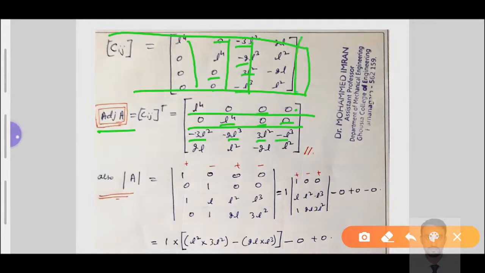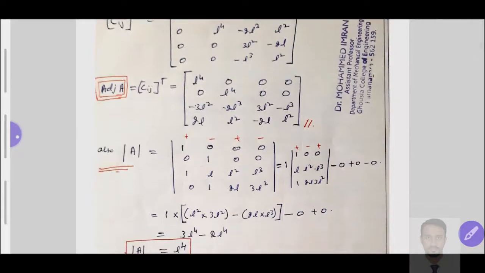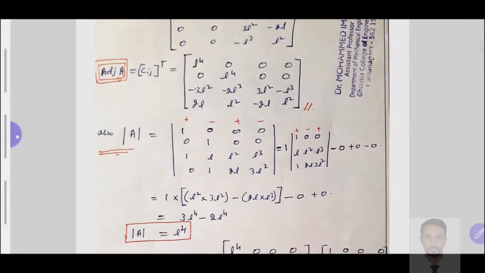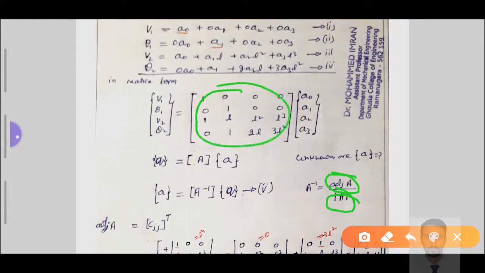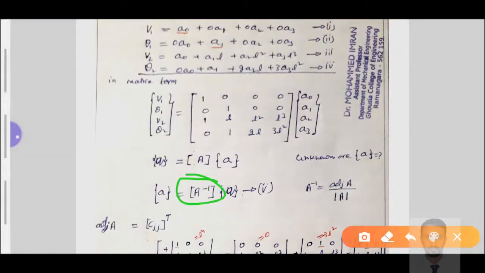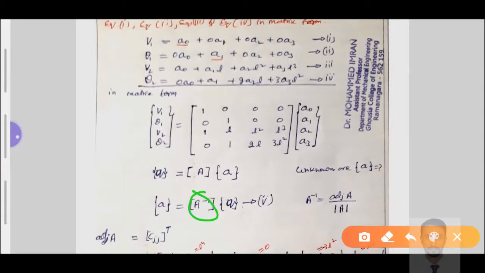Similarly, this column becomes row: 2L, L square, minus 2L, L square. Row becomes column, column becomes row with respect to a transpose matrix. Then we have found the value of this adjoint matrix. We need to find the determinant of this A matrix to get the inverse matrix. To get the inverse matrix, we found the adjoint matrix. We need to get the determinant of this one.